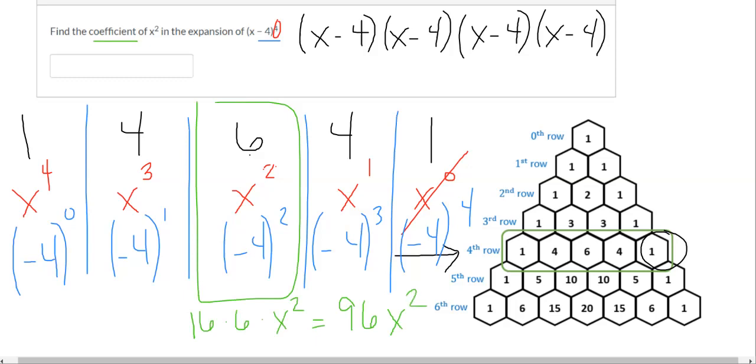And if they only want the coefficient, we should put 96 in this box.